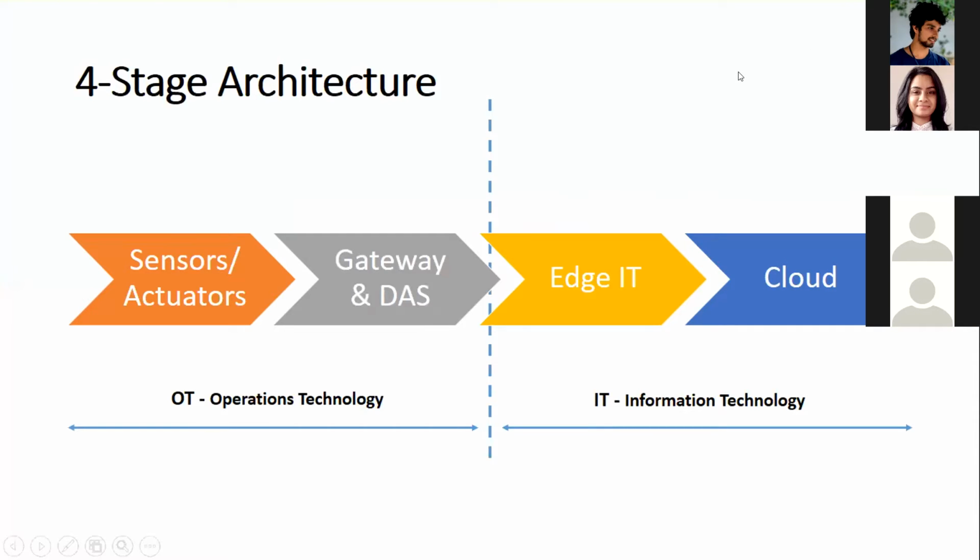There is a four-stage architecture in IoT systems, which is widely used and discussed around the world. Stage one of this architecture consists of the sensors and actuators. Stage two represents the gateway and data acquisition system, which we call DAS. Next, in the third stage, we will see the edge IT systems, and finally, there will be the cloud. The first two stages represent the operations technology, the OT, and the last two stages represent the information technology, the IT.